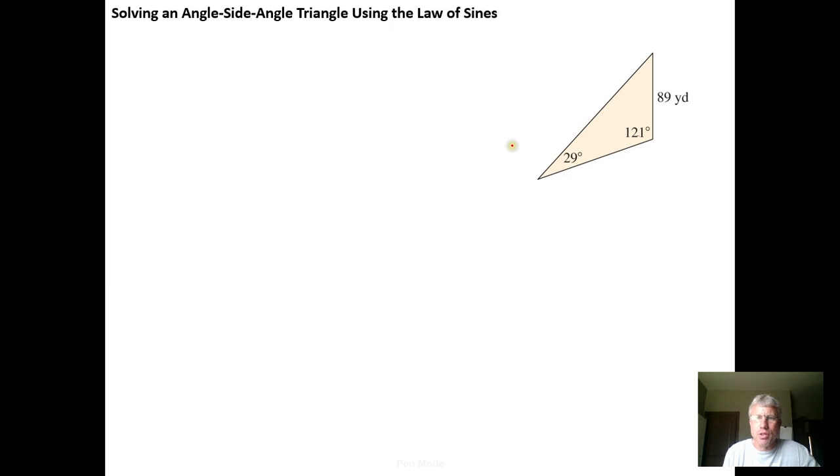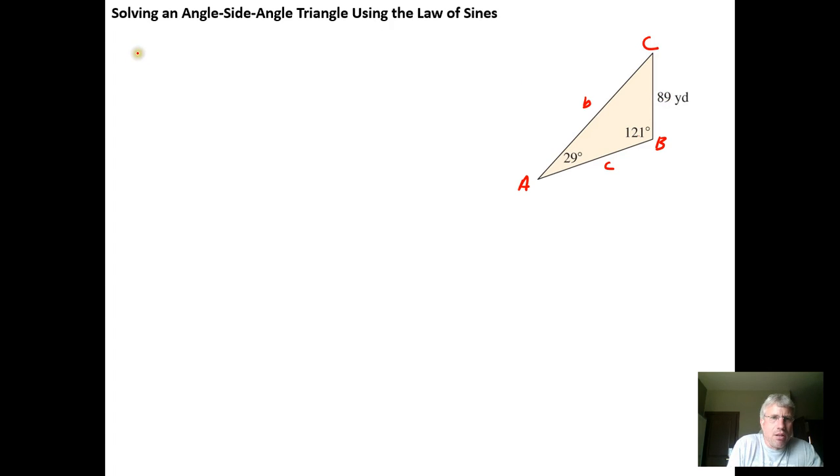So the first step in doing this is to give everything names. So I'm going to call this angle A, this angle B, and this angle C. And then our side lengths are going to be little b opposite angle B, little c opposite angle C, and this will be side length little a.